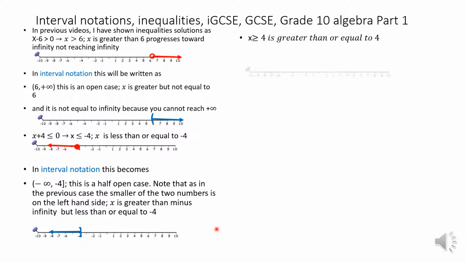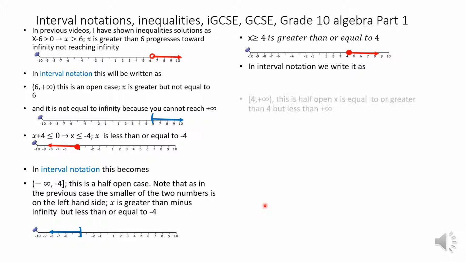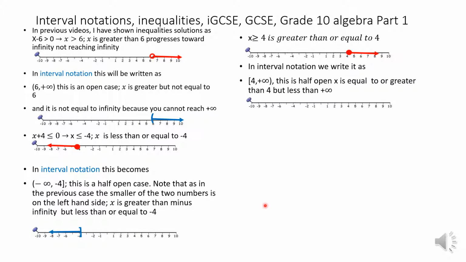Moving on, another example. We've got x is greater than or equal to 4. In inequalities, you write this with a closed circle at the point 4, pointing towards the right-hand side. In interval notation, instead of the closed circle, you have a square bracket, again pointing to the right-hand side for plus infinity. Note the square bracket just before the 4, and the open bracket after plus infinity. Again, this is a half-open case.